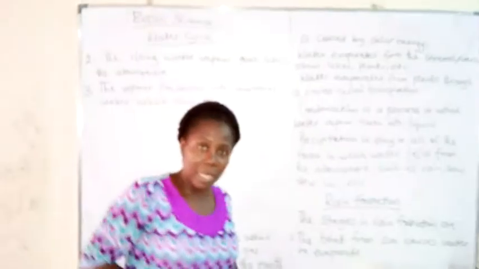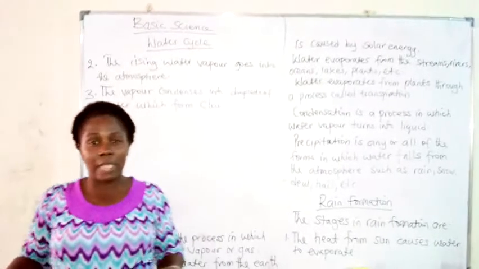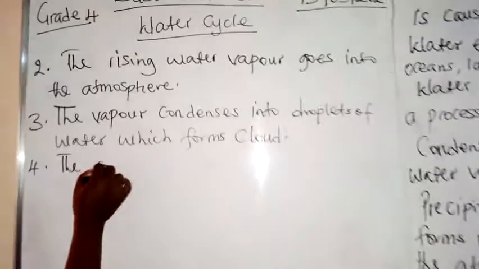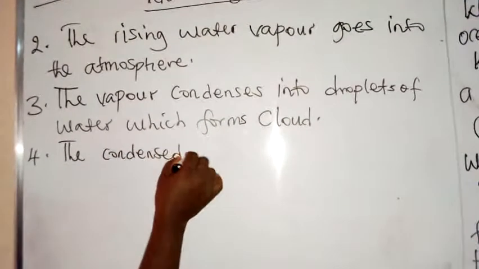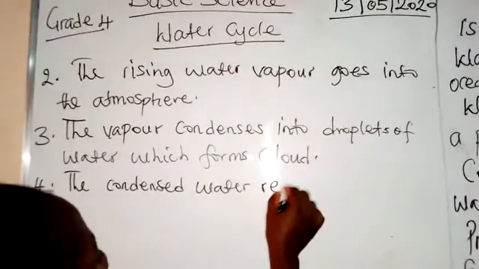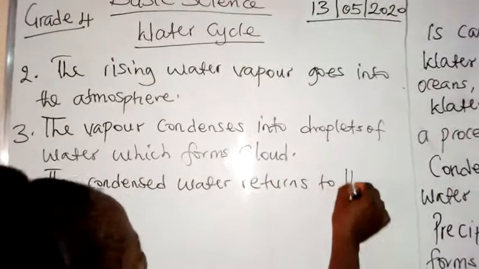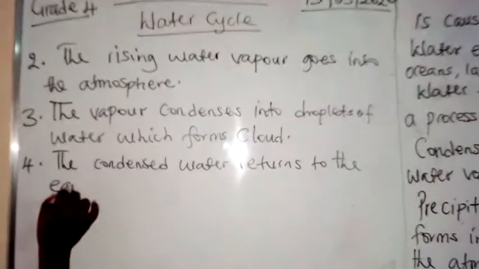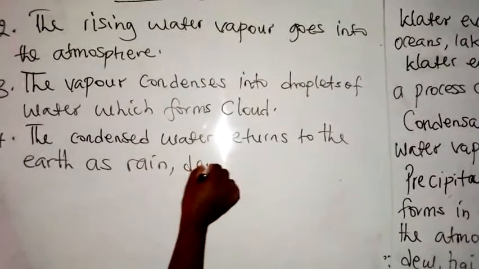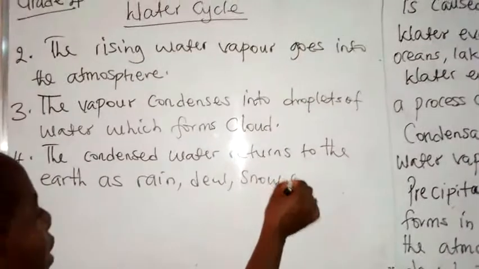Let me ask, have you seen cloud in the sky before? Yes, even now if you look outside, you see cloud in the air. They condense. Water that has already turned into cloud returns to the earth as rain, dew, snow, etc.